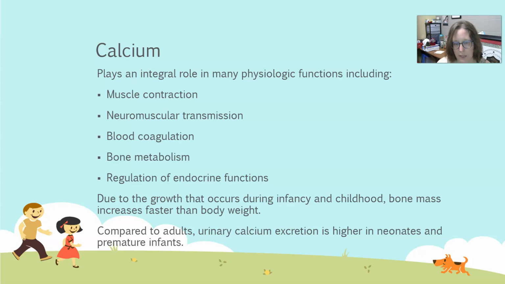Due to the growth that occurs during infancy and childhood, the bone mass increases faster than the body weight, so they have shifts in body composition. And compared to adults, urinary calcium excretion is higher in neonates and in premature infants. So you also have to know that throughout life, there's always bone modeling and remodeling and turnover, and so calcium is taken out and added into the bones all the time.